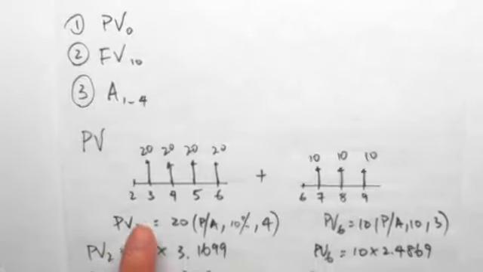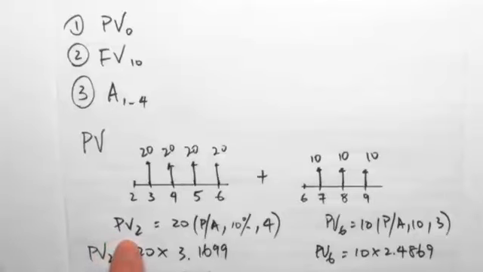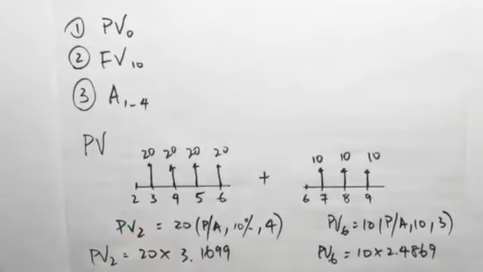So on the left we have the annuity with the full $20. Okay, so we're going to calculate the present value at time 2. Okay, why is it time 2? Because we're calculating present values of an annuity, we always find it one period before the first annuity payment. So since the first annuity payment is year 3, we will find the present value at year 2.